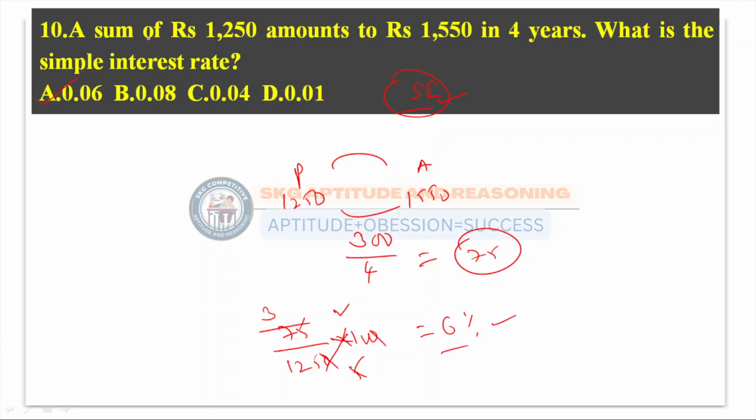This can be written as 0.06, or you can also use this formula: A is equal to P times (1 plus TR by 100n). If you substitute the values given here, you can easily get the value of R. This is the formula approach. Let us go to the next question here.